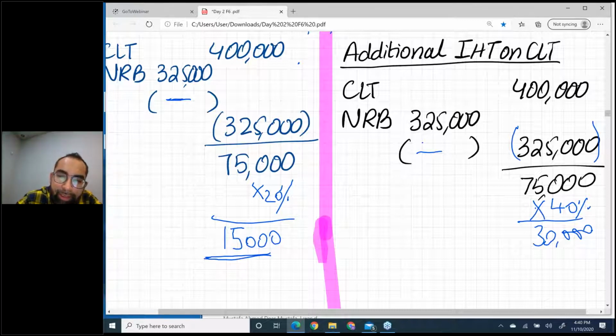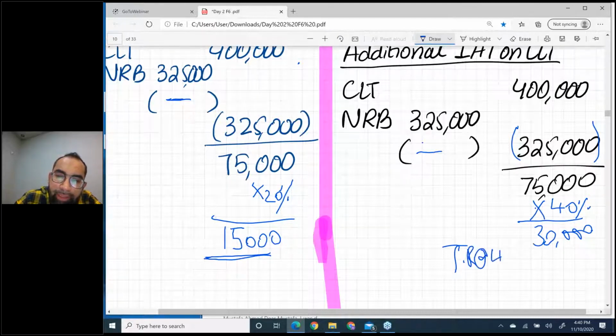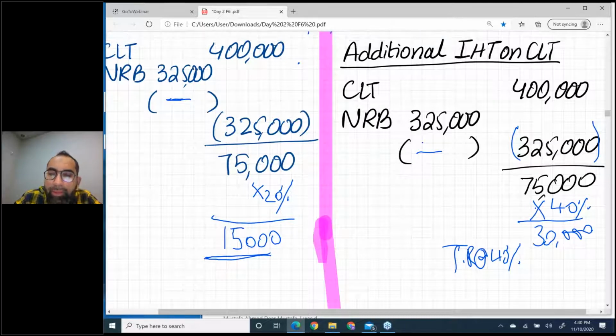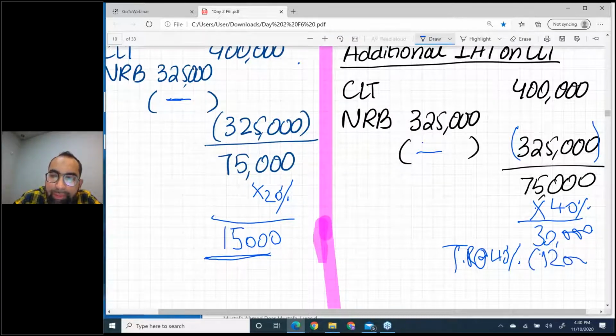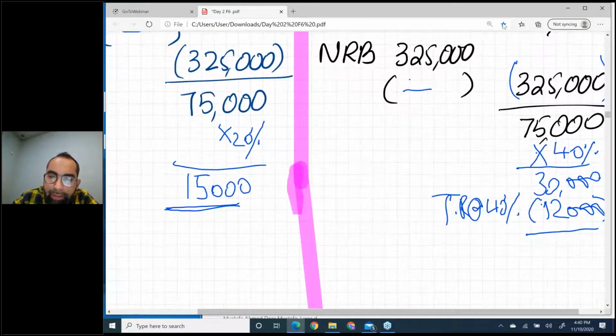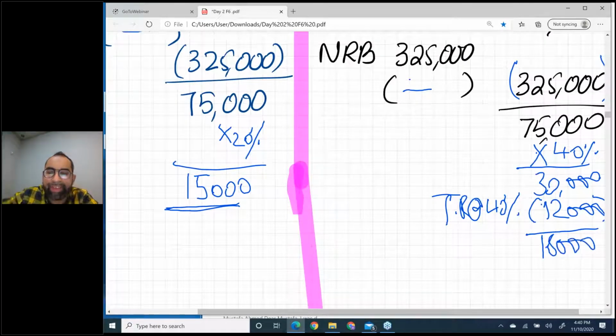Okay, let's deduct taper relief, TR, at the rate of 40%. 30,000 less 40%. What's 40% of 30,000? It's, I think, 12,000. So let's write 12,000 here, and 30 minus 12 will give you 18. Now, wait, we are very close to success, please. 30 minus 12 is 18.